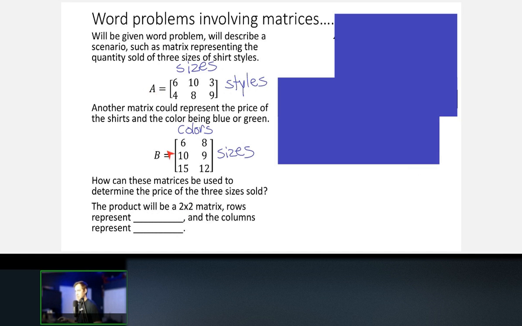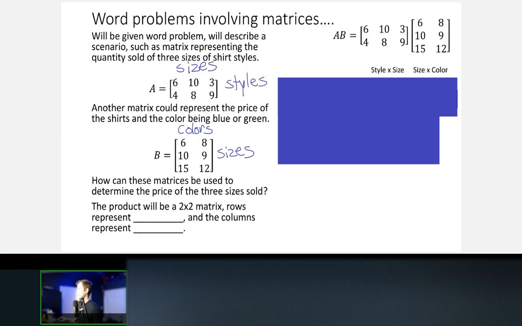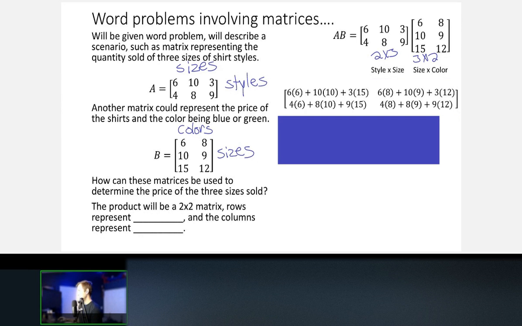So we can check A times B or B times A. We can figure out which combination will give us a 2x2 matrix, and it is A times B. We know that because this is a 2x3 matrix, and this one is a 3x2 matrix. So the inner ones match, and the outer ones are the new dimensions. All right, so we multiply those together, and I trust everyone can multiply matrices together. There's my work.